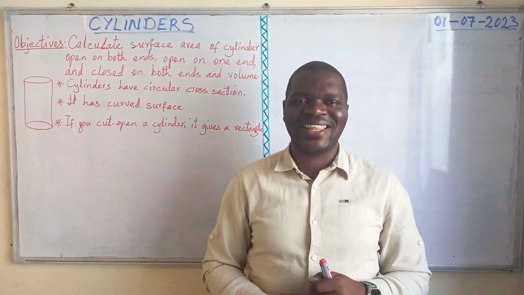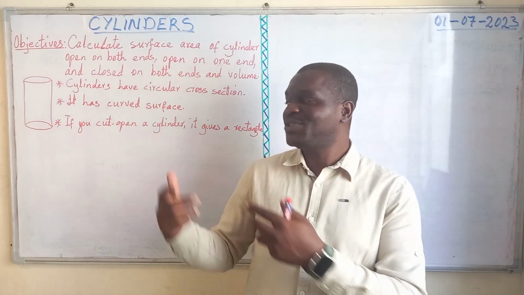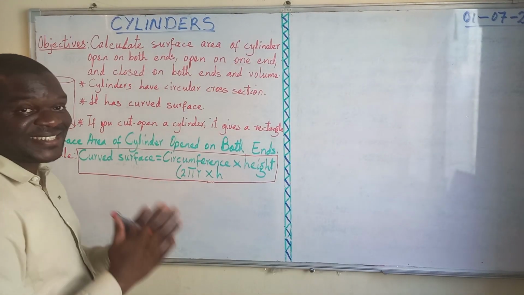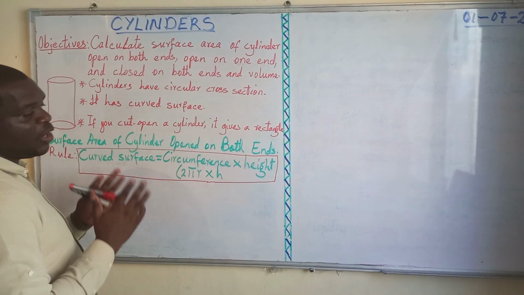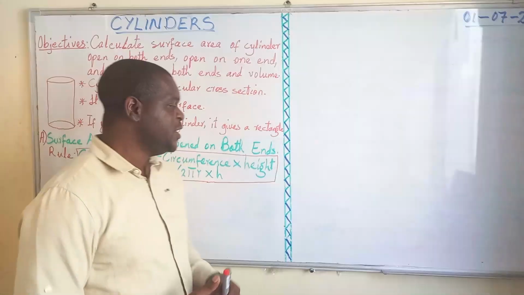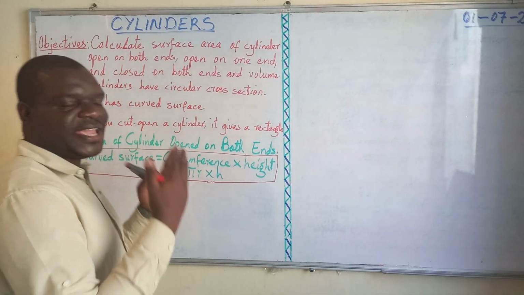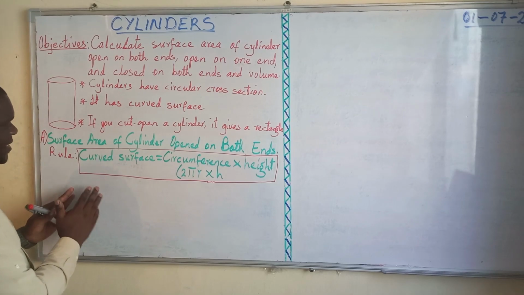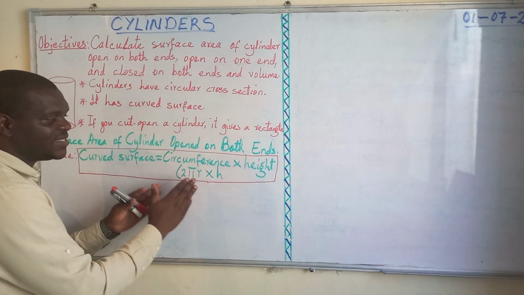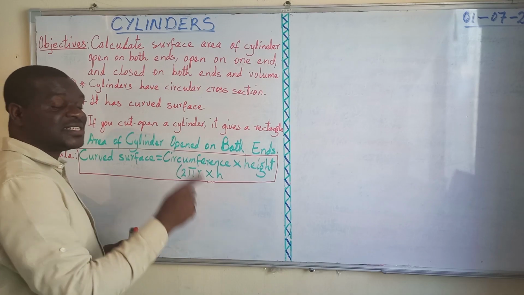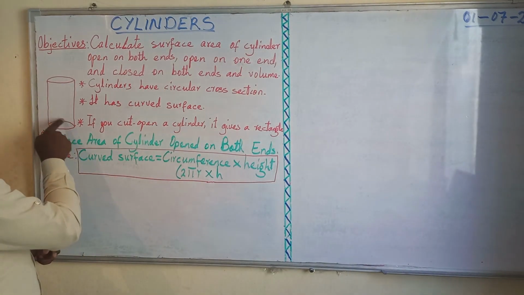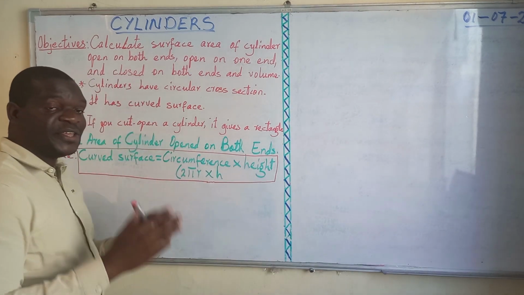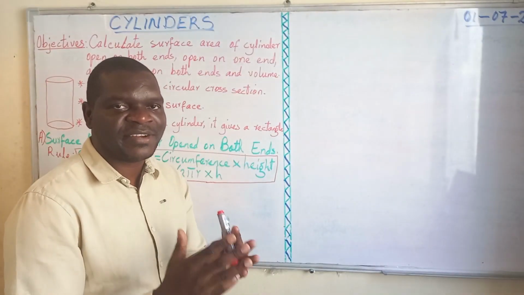So let's look at this together and which rule we can use to find the area of the curved surface. Here is our first aspect, and it says surface area of a cylinder opened on both ends. So how do we find the area of the curved surface only? The rule is simple. It says curved surface is equal to circumference times height, and this circumference is the circumference of the cross section, the circumference of the base times the height. If you multiply this, you're going to find the surface area of the curved surface.